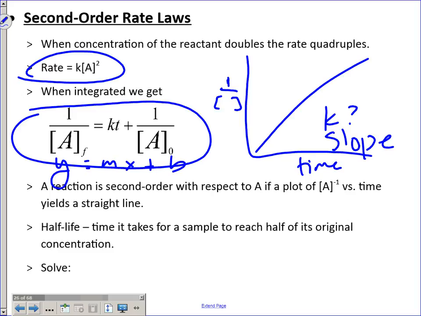No, what was the half-life equation for first order? 0.693 over k. Sorry, I heard one person say that. Okay, so this one's different. This one is different. I'm going to show you that now. Is everybody ready?